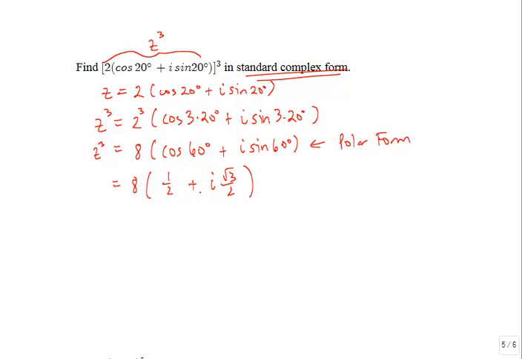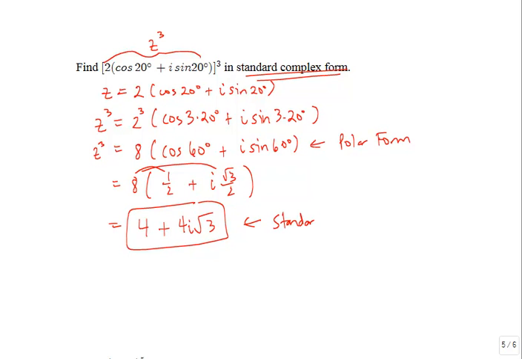Once we figure out what the cosine and the sine values are, then we just distribute our 8 across, and we get 4, because 2 goes into 8 4 times, so this would be 4, and then I like to squeeze that i in between, and this would be 4i root 3. So this is the same answer as this one, but this is our standard complex form. Sometimes we call it the rectangular form, or sometimes the Cartesian form.